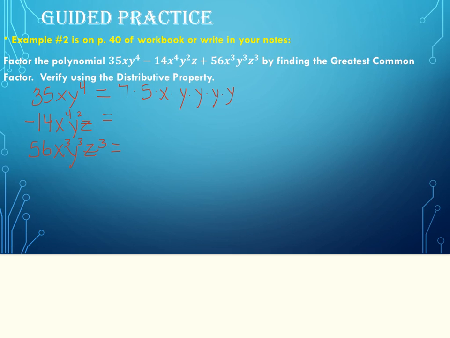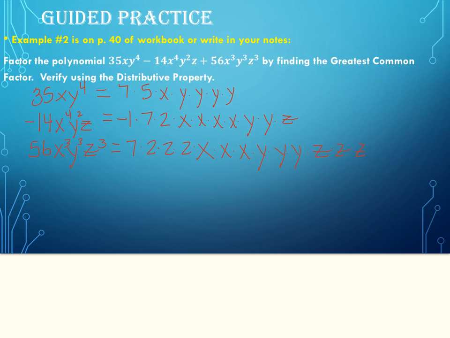Okay, the next one, with a negative 14, I think I'll take a negative 1 out times a 7 times a 2. And then I have 4 x's, 2 y's, and 1 z. Down at the bottom, 56 is 7 times 8, and 8 is 2 times 2 times 2. See how my 2's start to look like z's? Then I have 3 x's, 3 y's, and 3 z's.